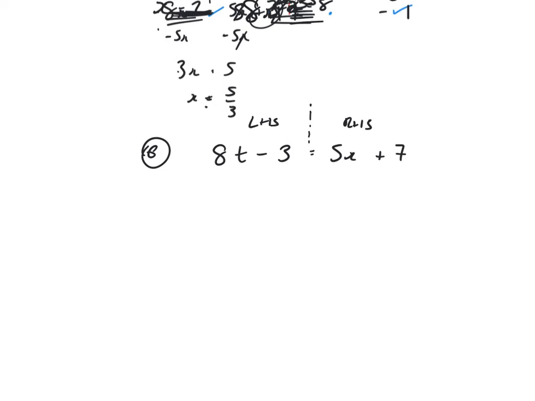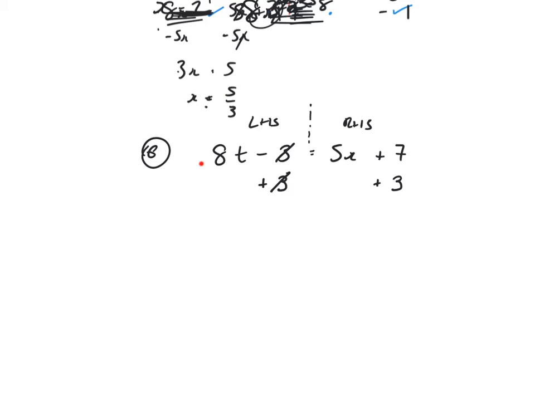Okay, so I need letter terms on the left and number terms on the right. 8t is on the left hand side, that's where it should be, but minus 3 shouldn't be on the left hand side, it's a number term. So how do you cancel out minus 3? You need to pay 3 back, add 3 on, but keep the equation balanced and add 3 to both sides. Okay, the minus 3 plus 3 cancels.